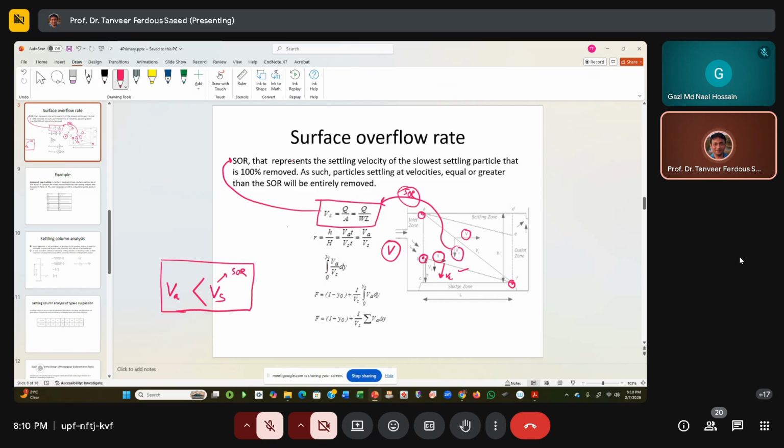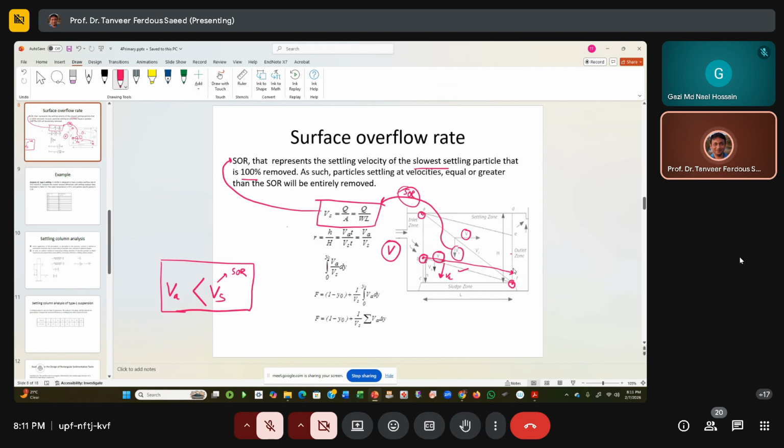We know S1 is the slowest settling particle, the slowest settling velocity, that is 100% removed. Any other particle with settling velocity lower than S1 will not have sufficient time to reach from this point to this point, because its settling velocity is lower compared to S1. So it will reach probably the outlet, that means it will be washed away. Since the VA velocity is less than S1, it will reach from point B to this outlet, so it will be washed away.